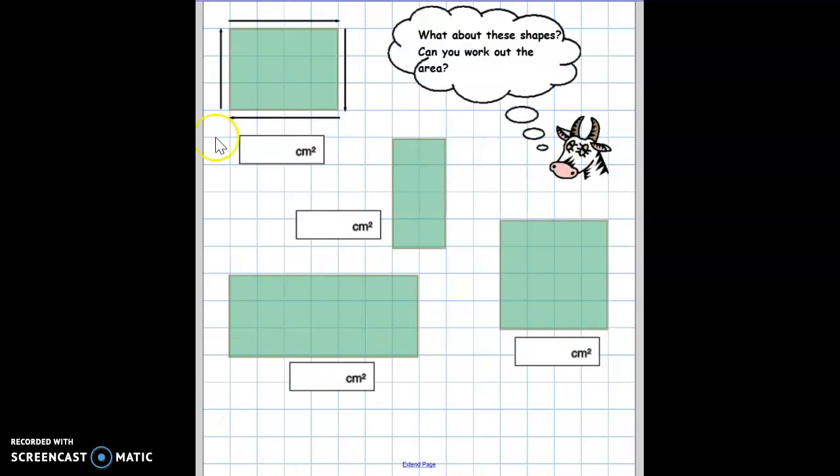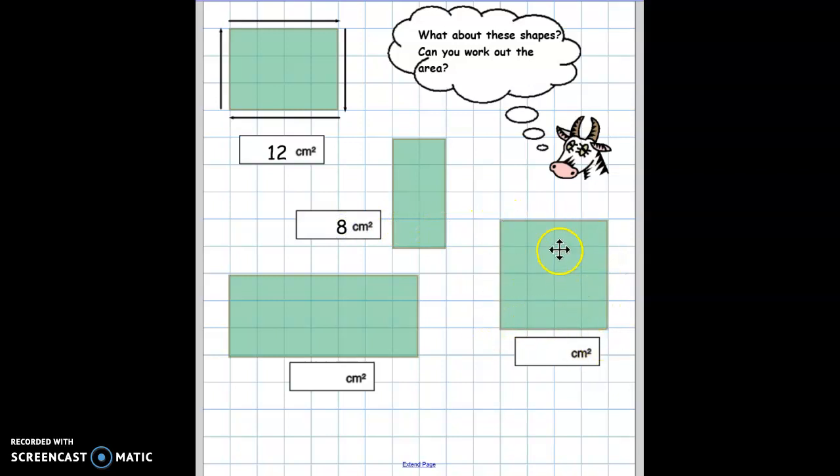So, what about these shapes? Can you work out the area? Come on, all of you, let's do these shapes. 1, 2, 3, 4 by 1, 2, 3. How many centimeters squared? Yeah, 12. You work out the next one whilst I faff around with this. How about this one? 2 by 1, 2, 3, 4. How many centimeters squared? Correct. 8 centimeters squared.